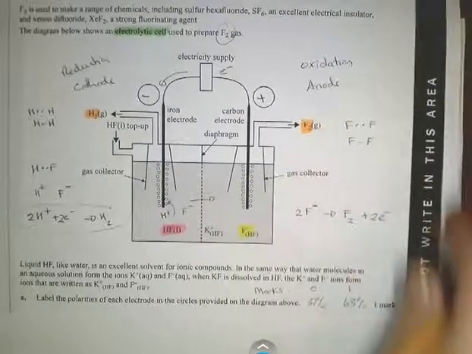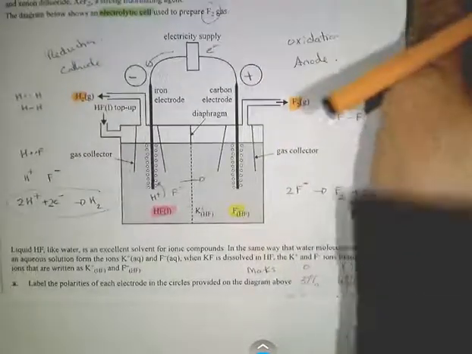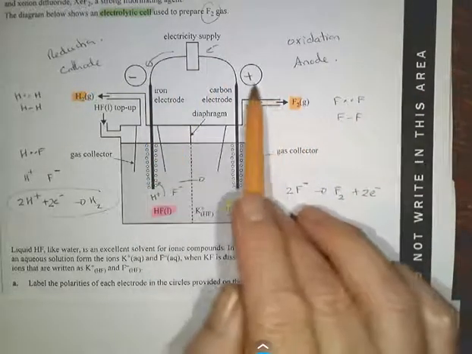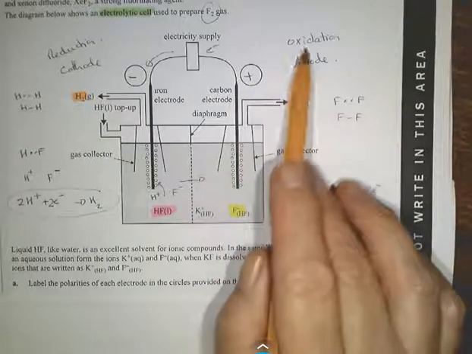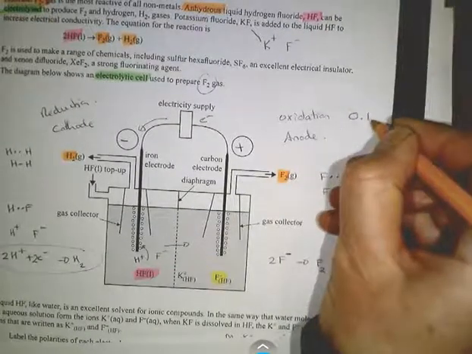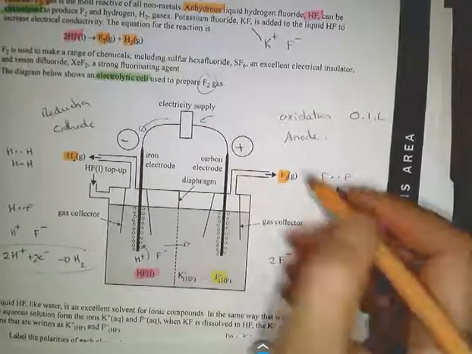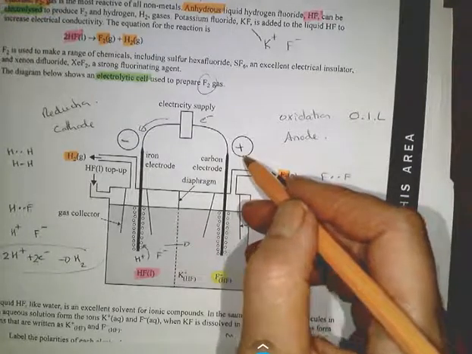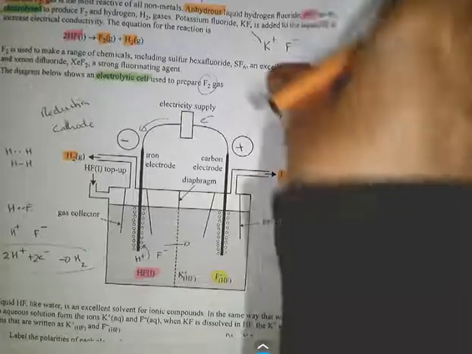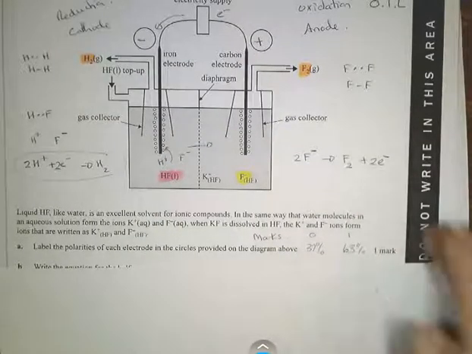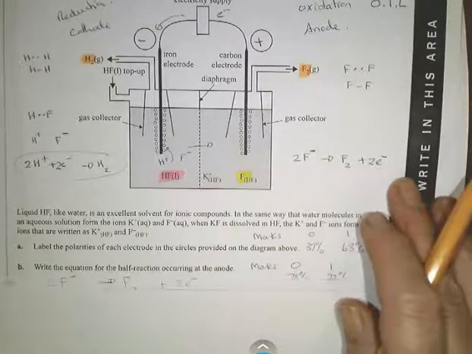So label the polarities. You know the electrons are going in this direction: anode, oxidation. Oxidation is the loss, OIL. Quite often people forget the basic stuff. Oxidation is the loss, so it's at the anode. The anode's negative for galvanic, it's positive for electrolytic. So only 63% got the right polarities, the right direction.